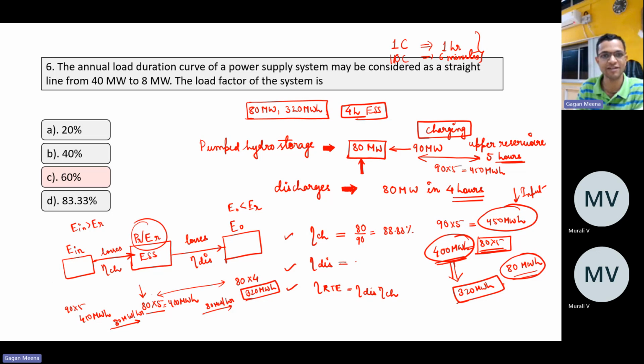So what will be the discharge efficiency? 320 by 400, so you can say 4 by 5, 80%. Now the round trip efficiency will be the product of these two, 8 by 9 into 4 by 5. So you will get 71.1%. Is this clear? Yes, sir. Good question.